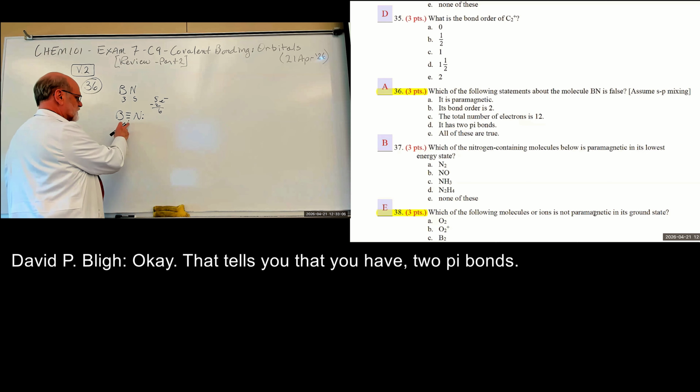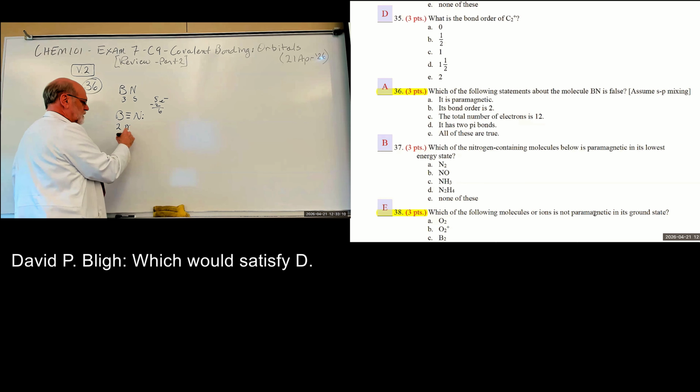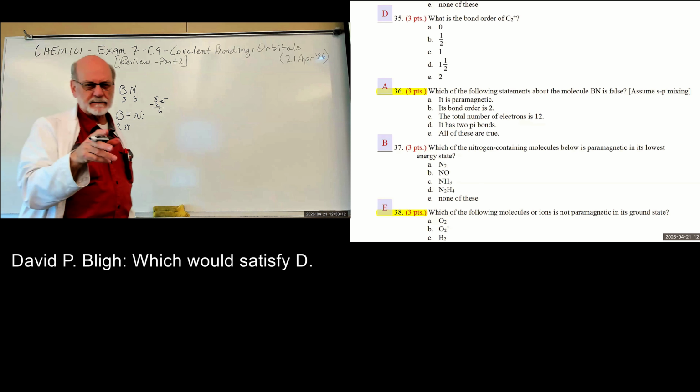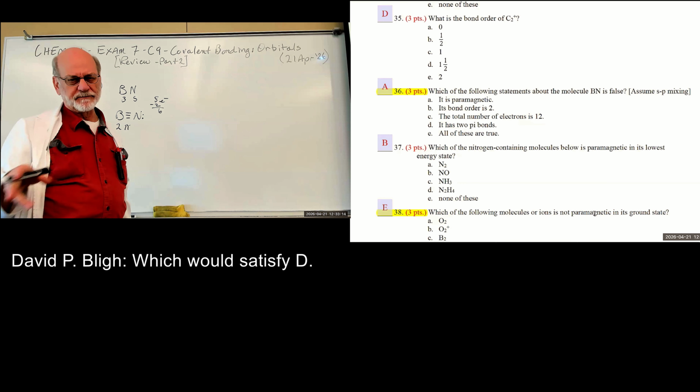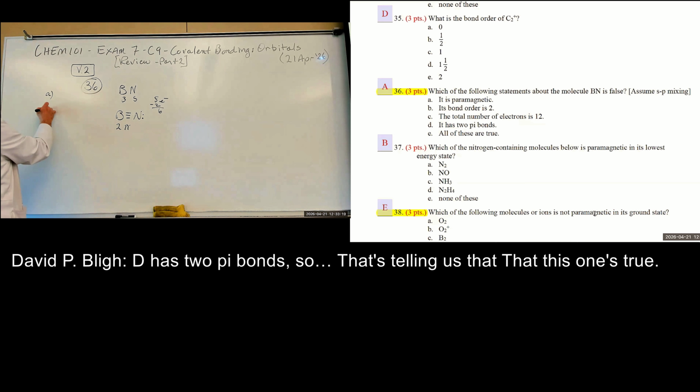Okay, that tells you that you have 2 pi bonds, which would satisfy D. D has 2 pi bonds. So that's telling us that this one's true.